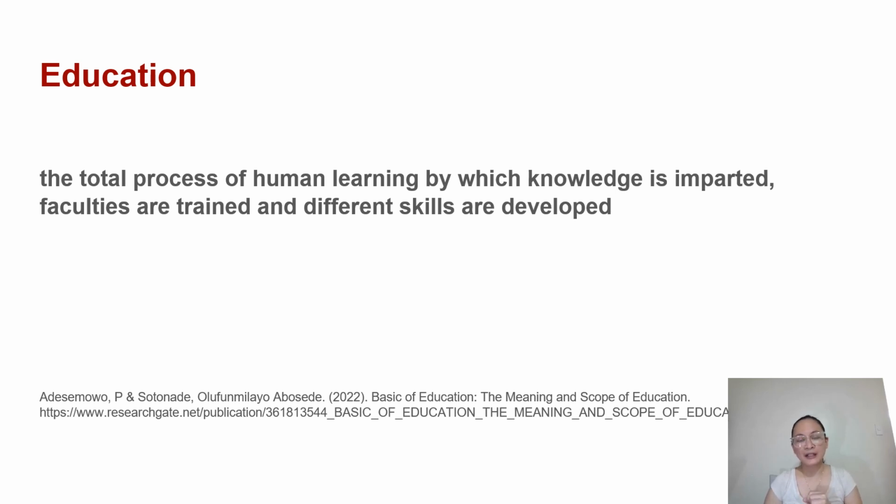In our main reference, Westergaard mentions that education is defined differently by different authors. And one of the most concise definitions that I found online describes education as the total process of human learning by which knowledge is imparted, faculties are trained, and different skills are developed. And if education is a cumulative process of the development of intellectual abilities, skills, and attitudes, then education must be a lifelong process.